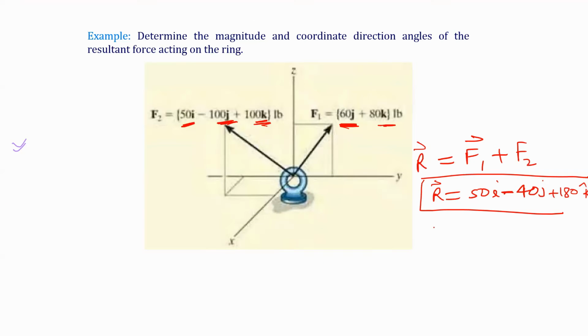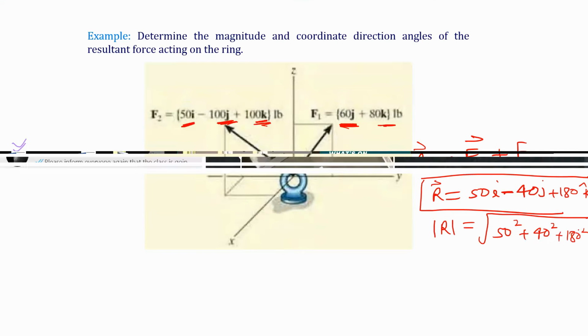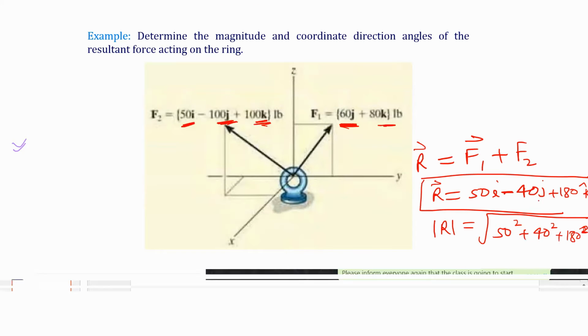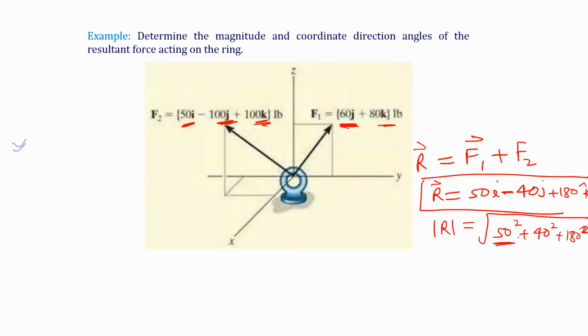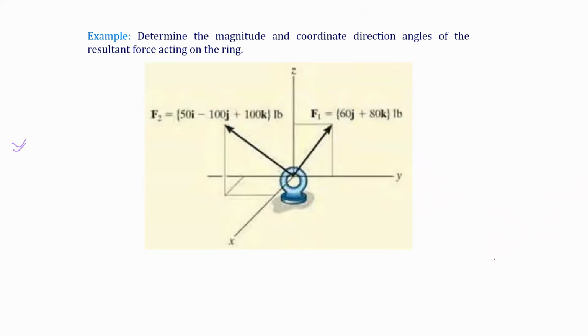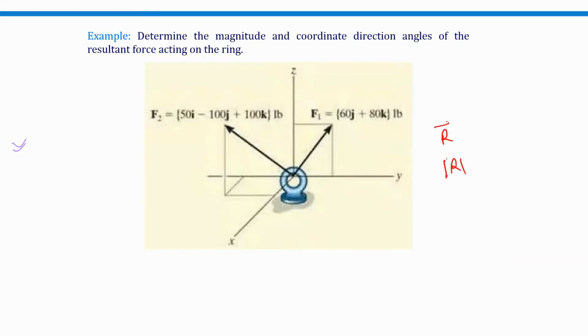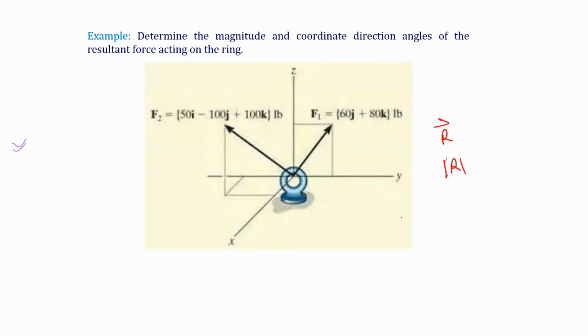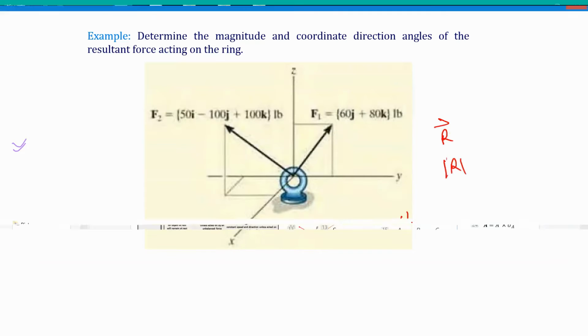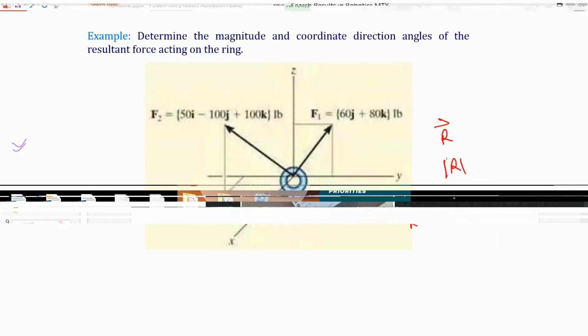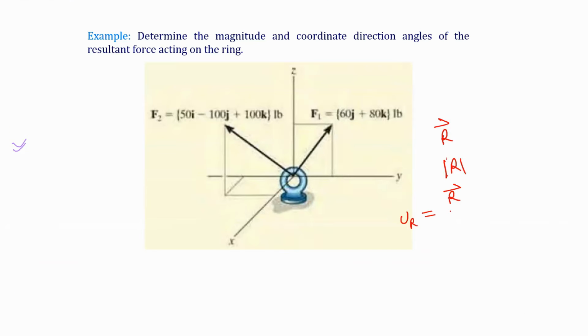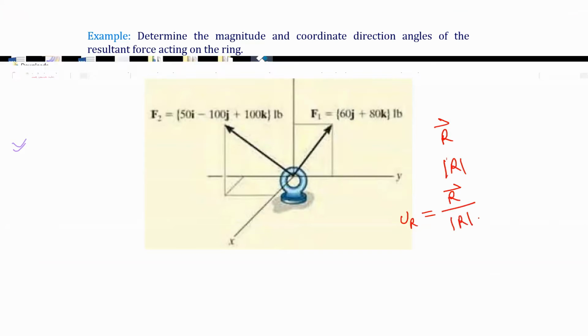Now if you want to find its magnitude, then just use this formula, under root 50 square plus 40 square plus 180 square. That means I'm squaring and adding the I component, J component and K component. This is the square of the I component plus the square of the J component plus the square of the K component. Done. Once I have calculated the magnitude of the R vector, I can find the unit vector along this resultant, and the unit vector along the resultant will be the R vector divided by its magnitude.